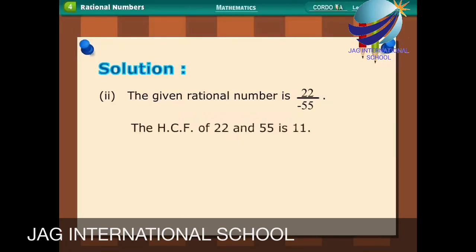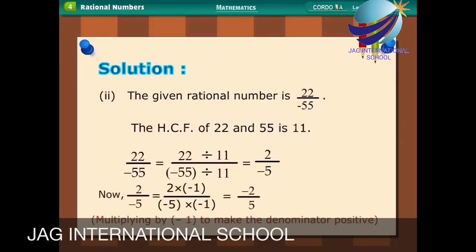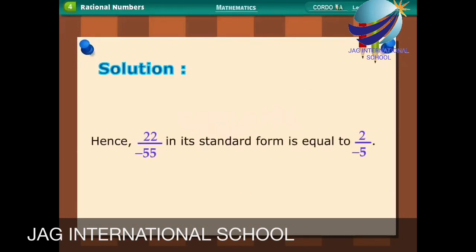The HCF of 22 and 55 is 11. 22 upon -55 is equal to 22 divided by 11 upon -55 divided by 11, which is equal to 2 upon -5. Now, 2 upon -5 is equal to 2 into -1 upon -5 into -1, which is equal to -2 upon 5, multiplying by -1 to make the denominator positive. Hence, 22 upon -55 in its standard form is equal to -2 upon 5.